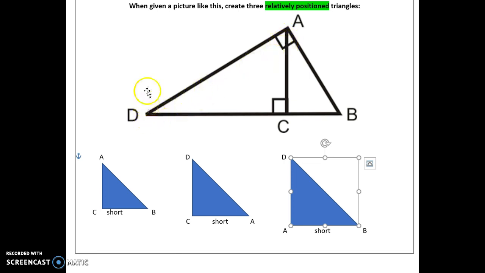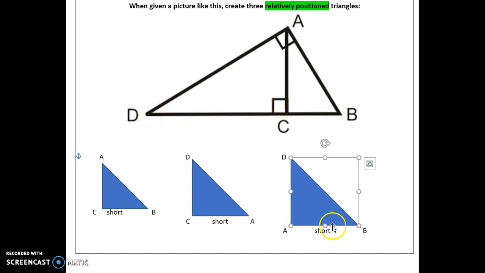And then your large triangle, the right angle is A. In this case, we want to rotate this upwards, but we're also going to flip it to relatively position it. The A is the right angle, and then the short side of the large triangle is actually the hypotenuse of the small triangle, and the D is the height.